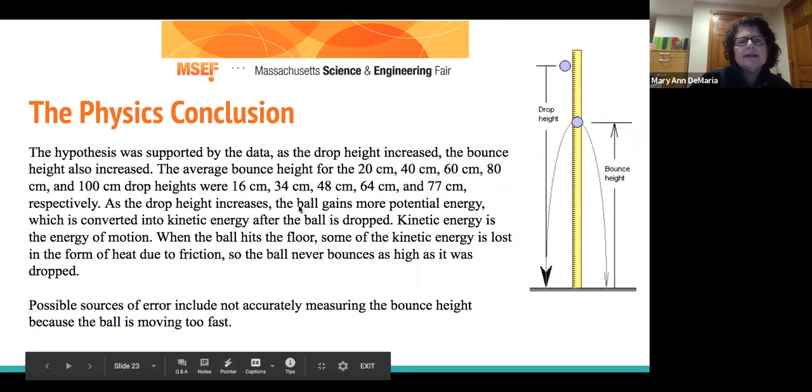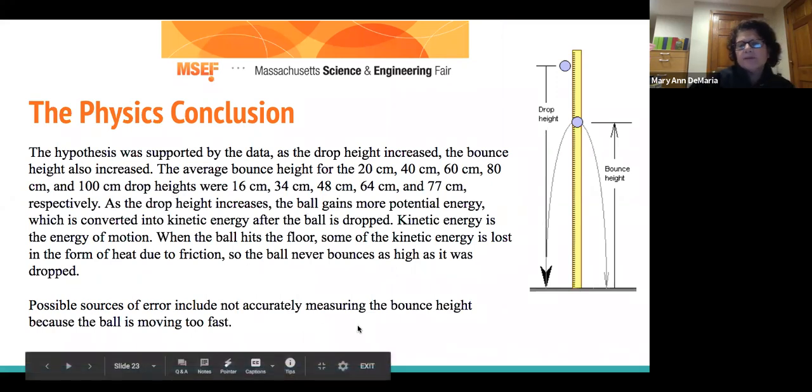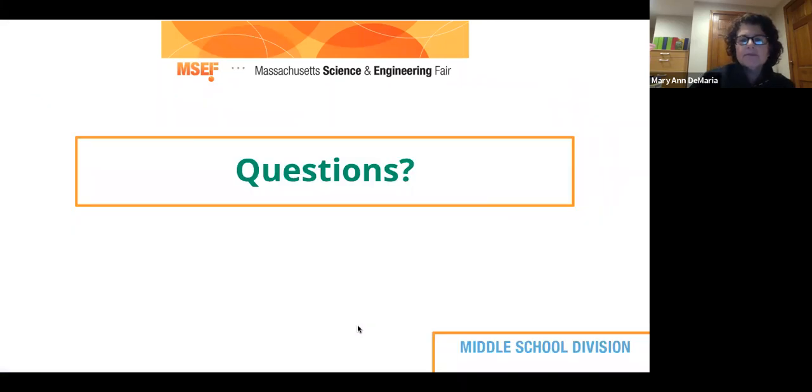And finally, same thing with the physics conclusion. It's the same exact format: claim, evidence, reasoning, and then possible sources of error. So that is it for this presentation.